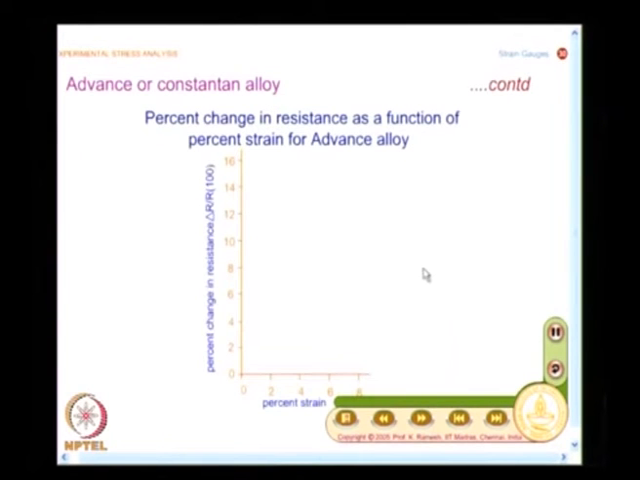And we have been looking that constantan is good for going from elastic to plastic strain, and you have a graph between strain and percentage change in resistance on the y axis. What you find here is the graph is linear from 0 to 8%, and we have already noted when it reaches 0.2%, the material has become plastic.